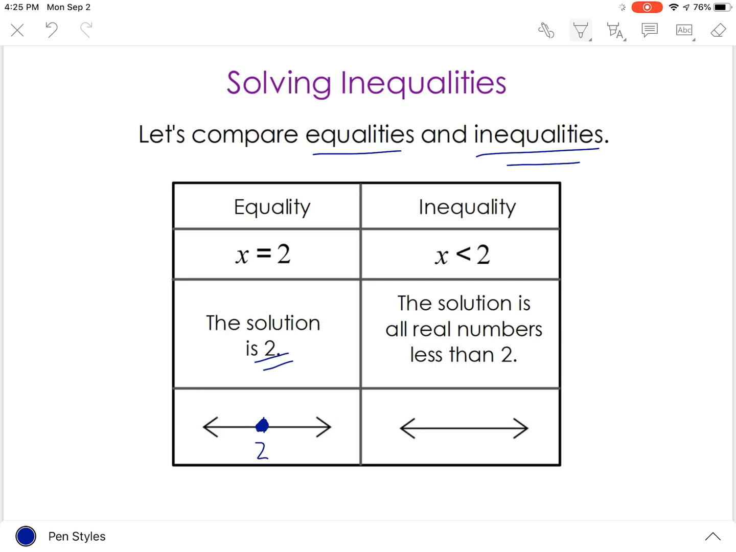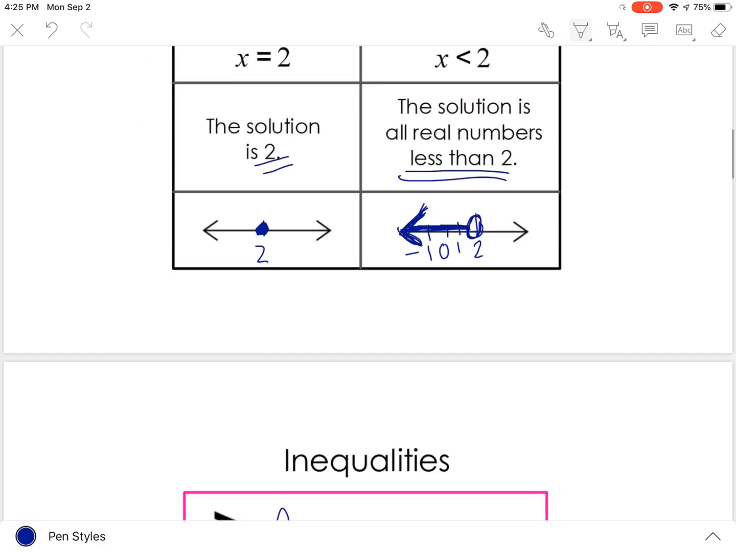In an inequality, so we have x is less than 2. The solution is all real numbers that are less than 2. So here's 2 on our number line. But 2 isn't actually a solution, so I'm going to put this open circle. But it says all real numbers less than 2. Well, 1 is less than 2, 0 is less than 2, -1 is less than 2, and on and on to negative infinity. So I am going to draw an arrow, and here's our graph signifying that 2 is not a solution, but every number less than 2 is a solution to this inequality.